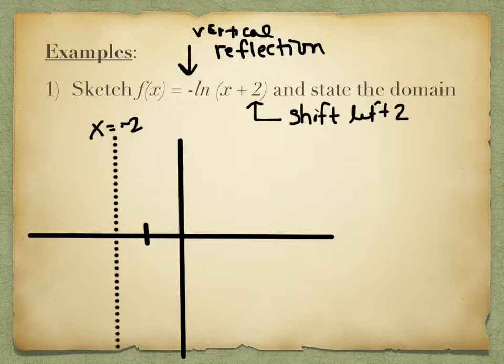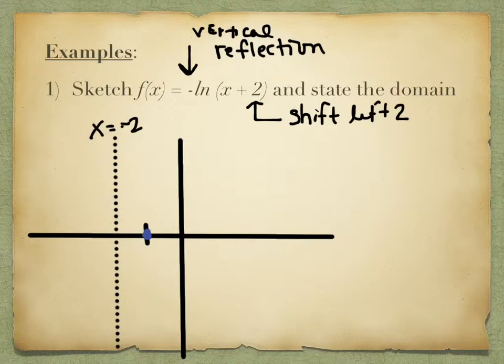So before, our x-intercept was over here at 1, right? Don't know why that's so heavy. We'll change that in a second. And that actually will also move left too, just like everything else did. So where's my x-intercept going to be? At -1. So it's going to be right here.